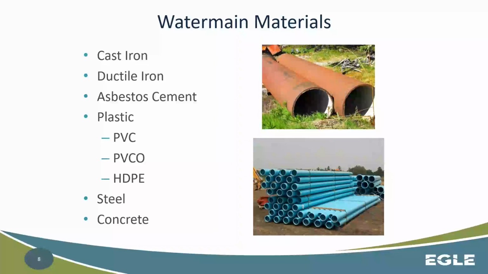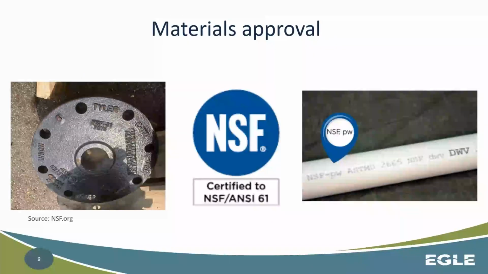So all these materials are potentially viable things that might exist in your distribution system. So you should be fairly familiar with what might exist or does exist. Now, what comes along with each one of these pipe materials is making sure that they're properly approved, right? One of your big ones is making sure that it's meeting that NSF 61 standard, right?